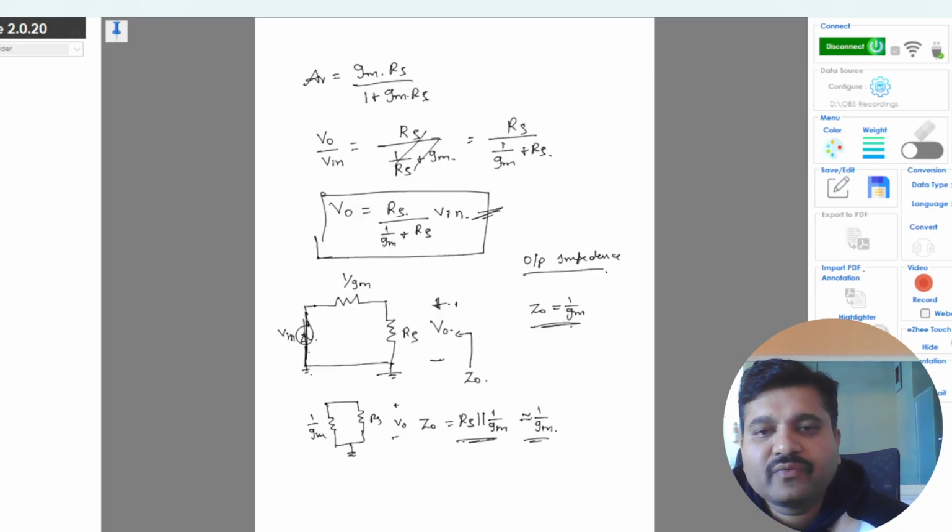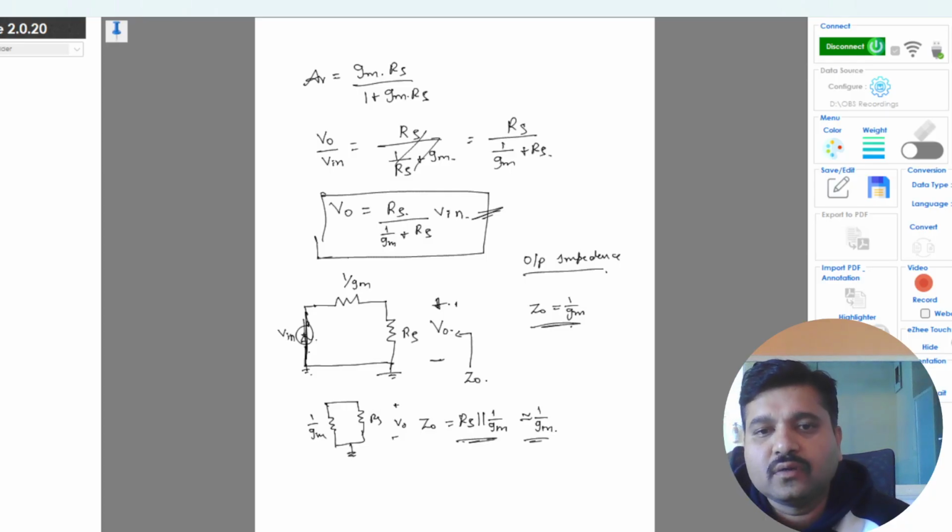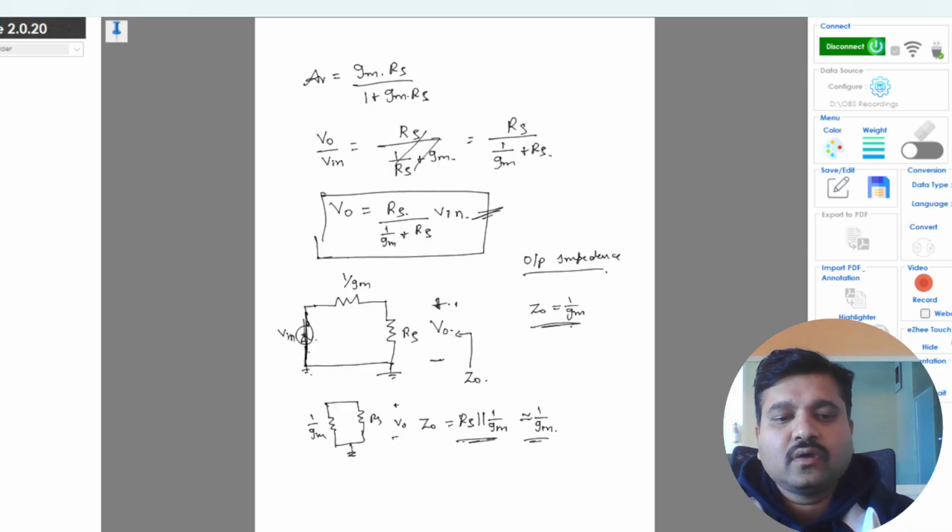So this type of amplifier is used in applications where you want to drive a low impedance load. Okay. So this is all about the source follower or the common drain amplifier.